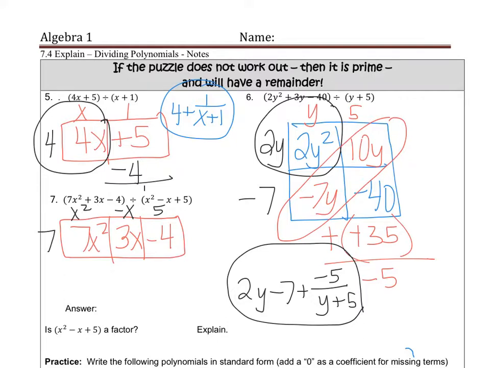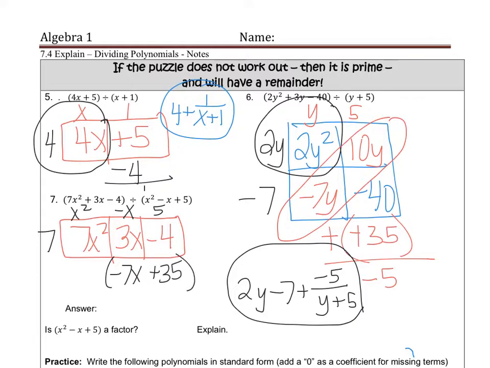But when I start trying to multiply to see if the rest of the puzzle works, it doesn't. Works for the first box. These guys, it doesn't. So I'm going to do the same thing I did in number 6. I'm going to multiply my 7 times each one of these and bring them down. So 7 times negative x gives me negative 7x. And 7 times 5 gives me plus 35.